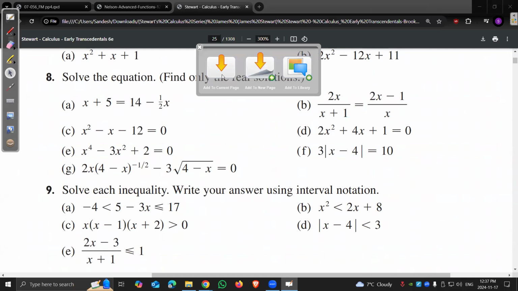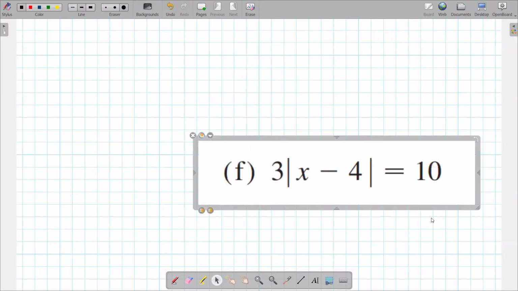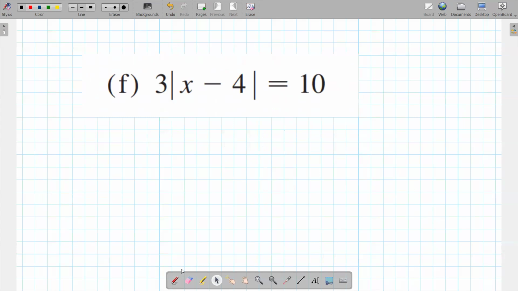This one's definitely going to throw you off. What is this function called? Notice the lines on the outside. This is the parent function. What is this function called? Is it the reciprocal function? No. It's the absolute value function. What does it give you? It always gives you the positive answer.